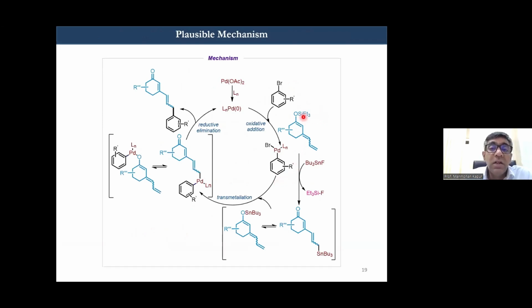So this reaction essentially works starting with Pd0 as the active catalyst, and oxidative addition gives you this particular species.